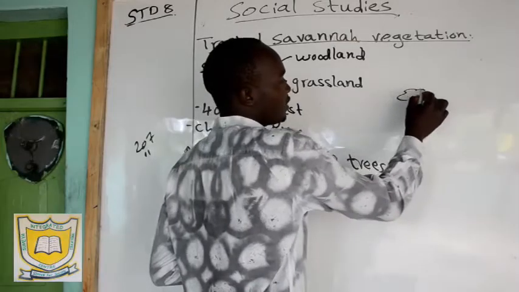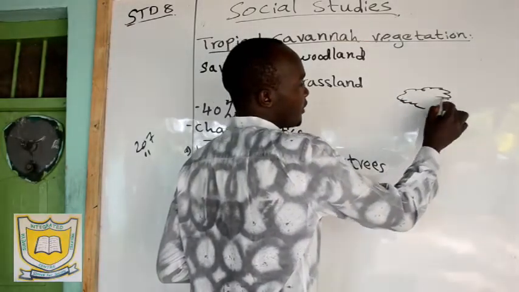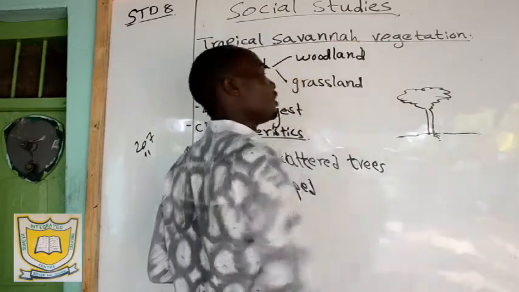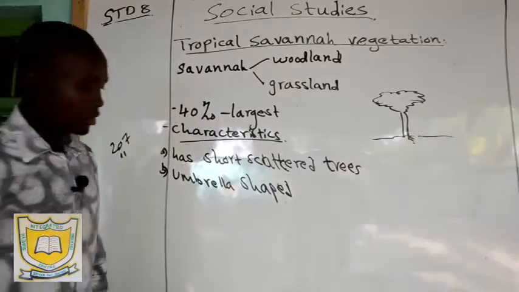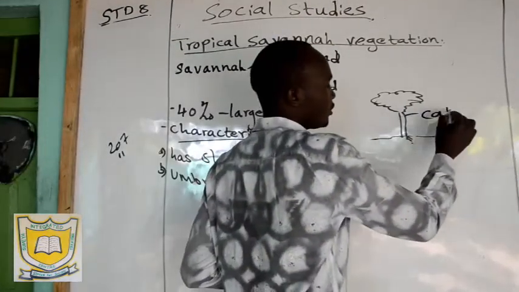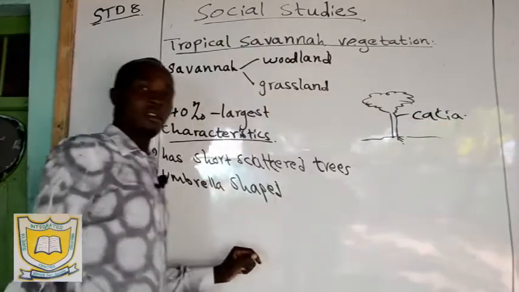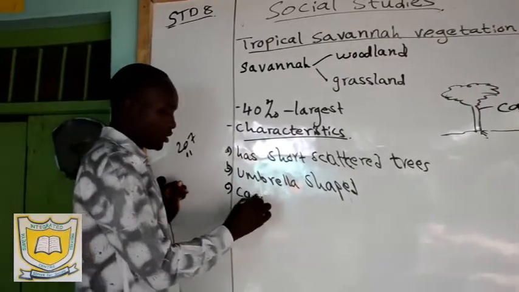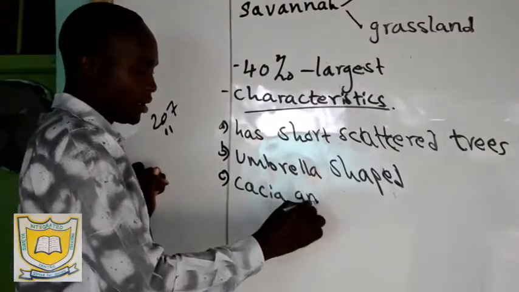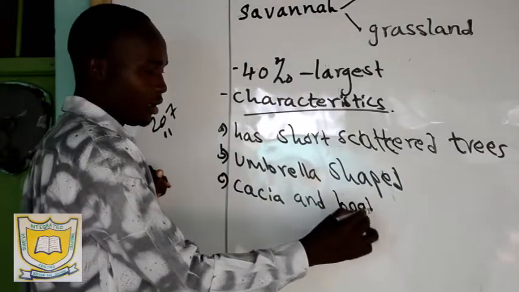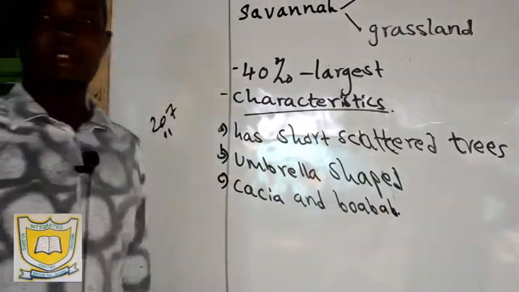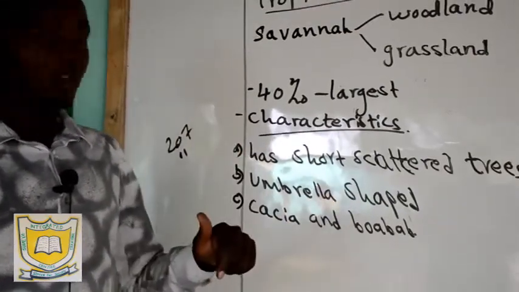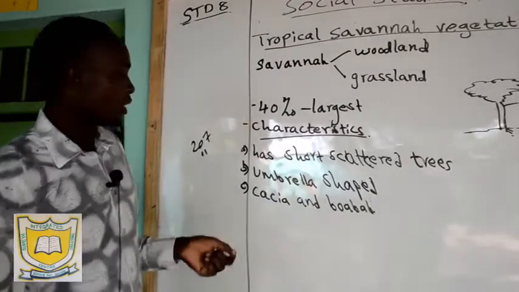So it's something like this, if you want to form something like an umbrella, so that is acacia. These are called acacia trees. The main trees in the savanna are called acacia. So we have acacia and what we call baobab. Acacia is the one that is umbrella shaped like that, and it is also short and scattered in the grassland.